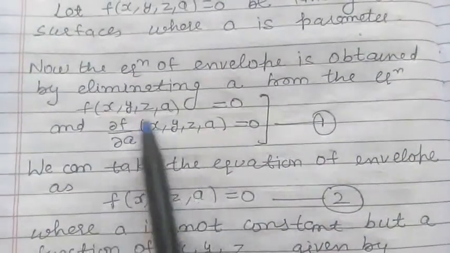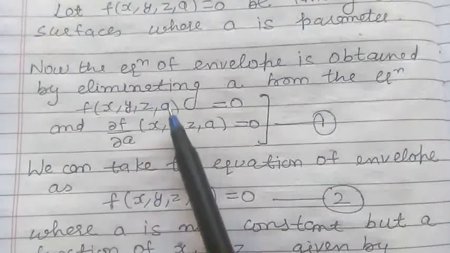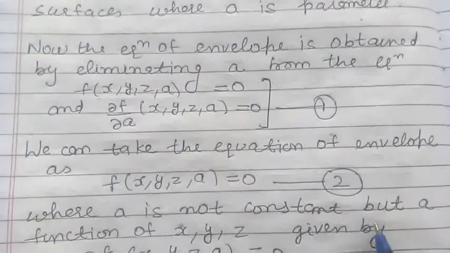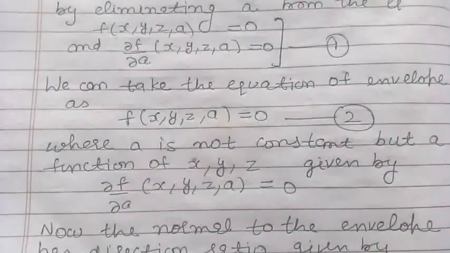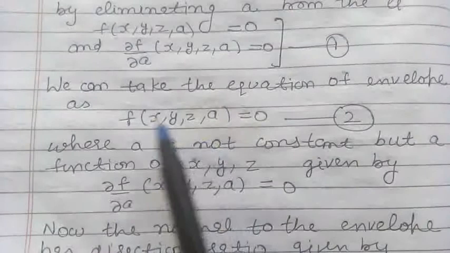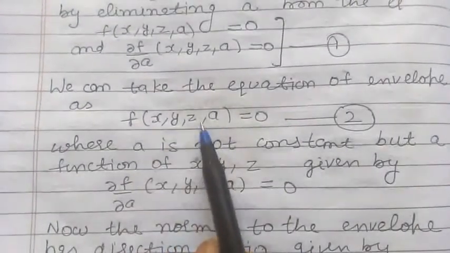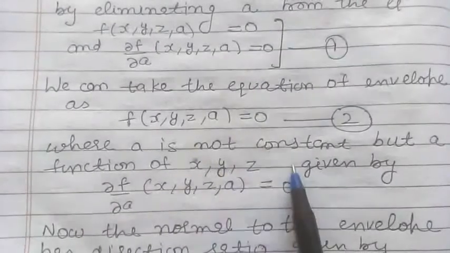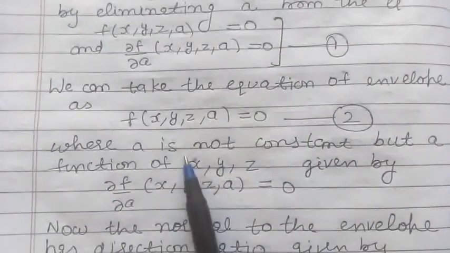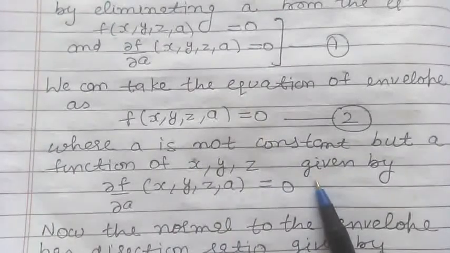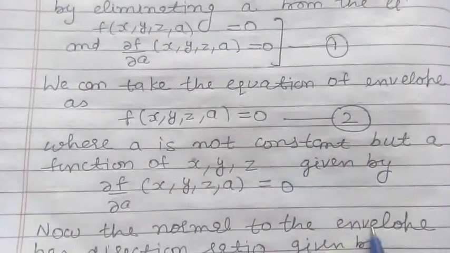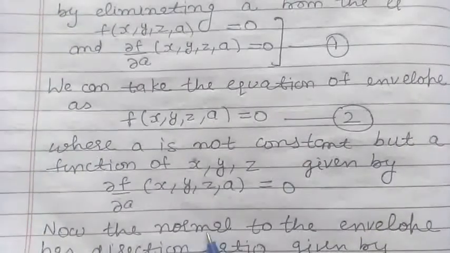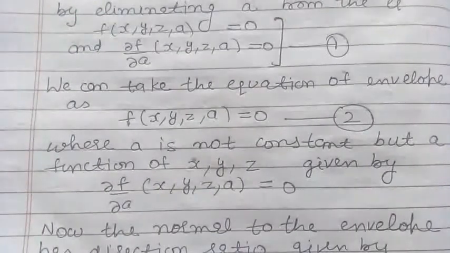Now if we find the value of a from this equation, then we can see that a will not be a constant, that will be a function of x, y, and z. So equation 1 can be rewritten in the form f(x, y, z, a) = 0. Now here a is a function of x, y, and z which is given by this equation. Now let us find the direction ratios of normal to the envelope. Direction ratios of normal are the direction ratios of gradient to the envelope.